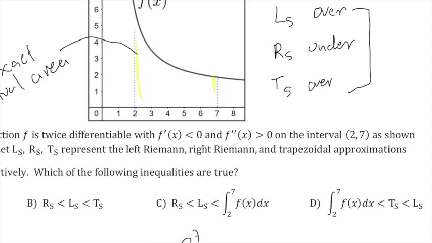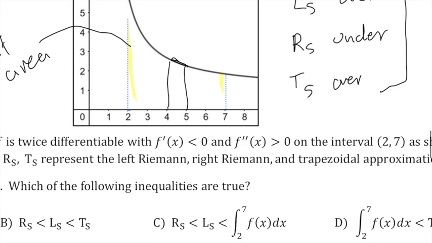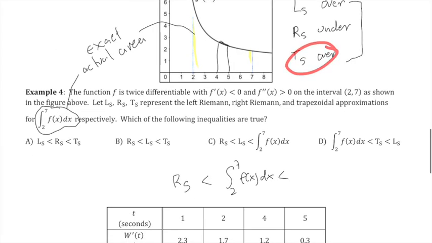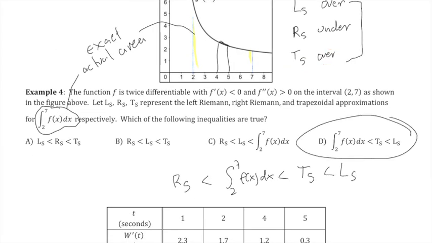And if I compare it to a trapezoid, it is going to be an overestimation, but it's a small overestimation. So I would say that this overestimates more than the trapezoid. And so there is our pecking order, which we can see that D is the right answer.